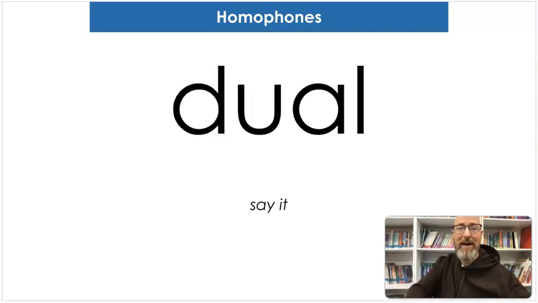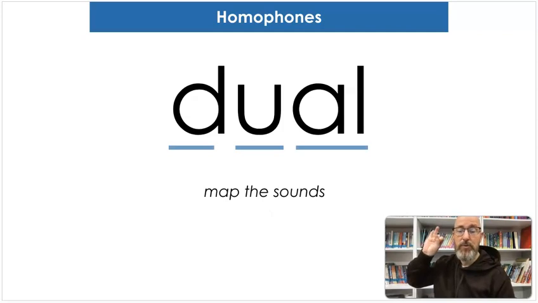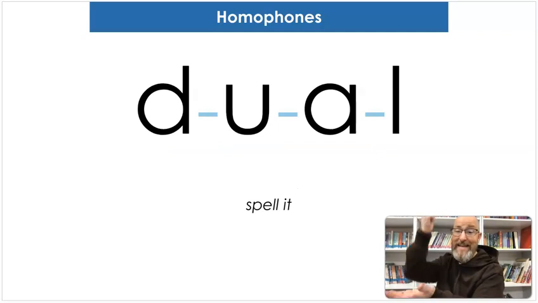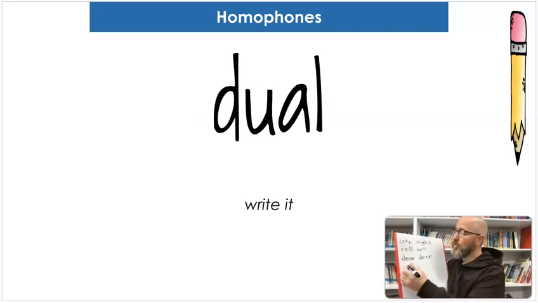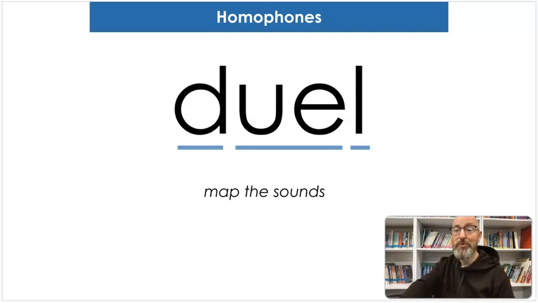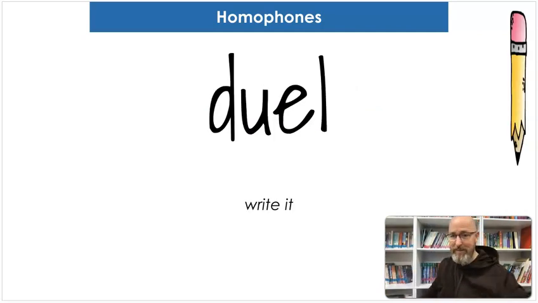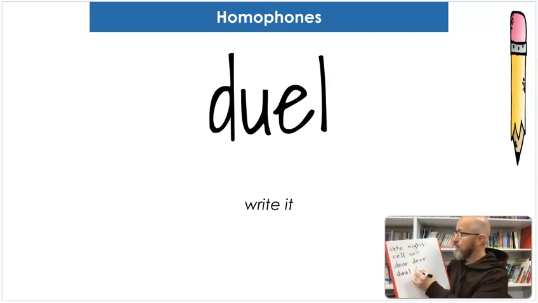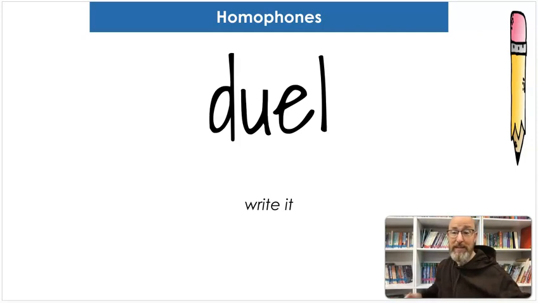Very good. Our next word is dual. Say dual. Map the sounds. D-U-L. Dual. Spell it. D-U-A-L. Dual. And let's write it. Next word, duel. Map the sounds, D-U-L, duel. Spell it, D-U-E-L, duel. And let's write it. Of course, one has to do with a battle, and one has to do with something you would do together. It's got a dual purpose. It has more than one purpose.